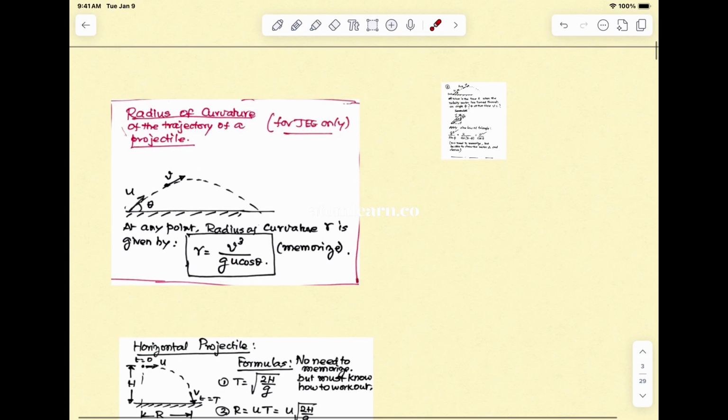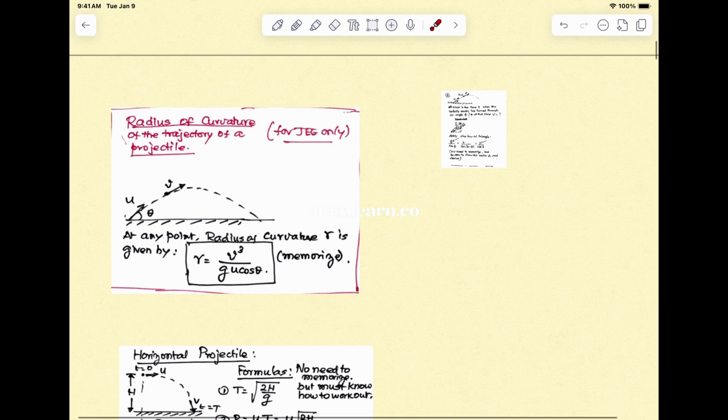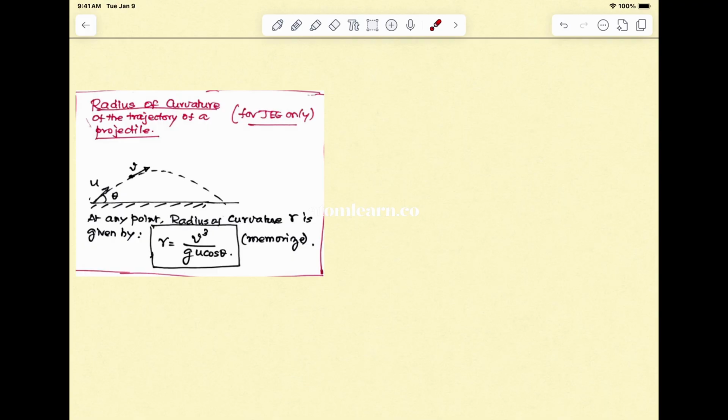Then there is one more concept which is only for JEE Main, which is radius of curvature. Consider this projectile motion, the path of the projectile is like this. Then this is the initial projection velocity u at an angle theta with the horizontal. Then the question usually is, at any point during its travel, let us say at this point, what is the radius of curvature of the path?